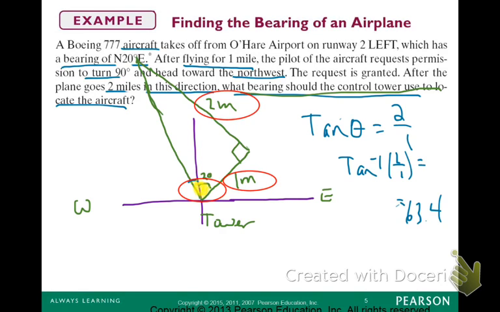63.4. Okay, so now I have found this angle to be 63.4. Now how can I find my bearing? Subtract what? Yes. So I'm going to take that 63.4, I'm going to subtract out that 20-degree bearing that we already had, and that leaves us with what? 43.4.